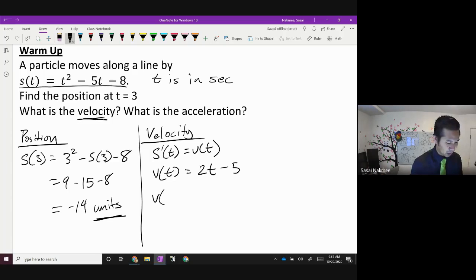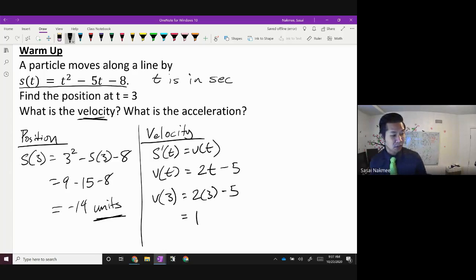Let's go ahead and take a look at what is the velocity at t equals 3. We simply just do the same thing we did with the position function. We just plug in 3. So I plug in 3 right here. I'll get 2 times 3 minus 5, and you end up with 6 minus 5. That's just going to be 1.